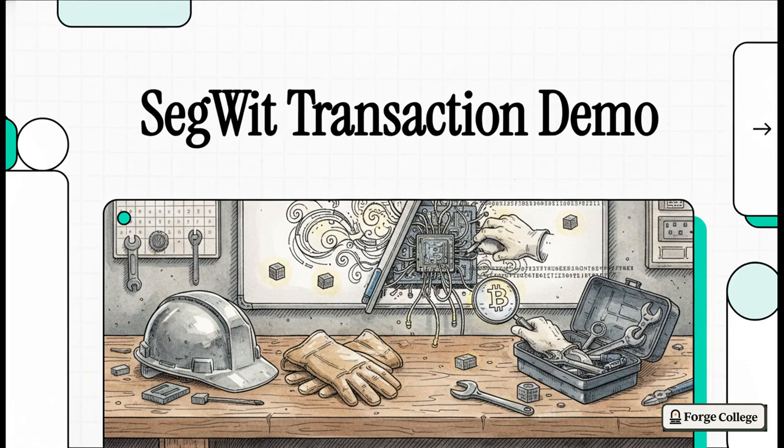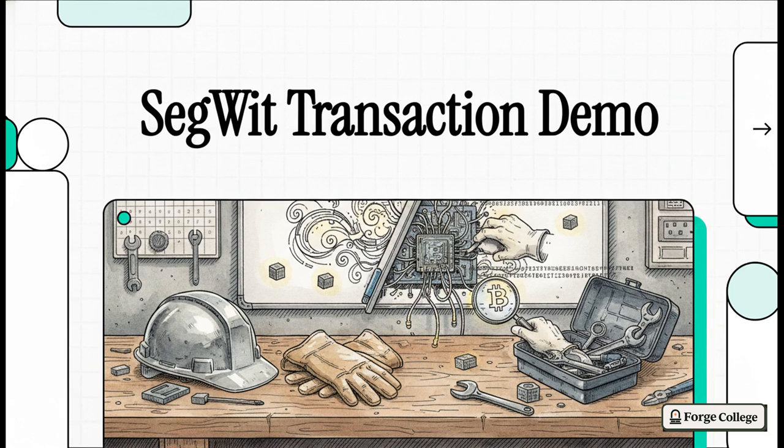Our topic today is a hands-on SegWit transaction demonstration. Now, in our previous explainer, how SegWit addresses malleability and improves throughput, we spent a lot of time on the abstract theory of segregated witness. We talked about how it works and why it matters. But theory only gets you so far, right?